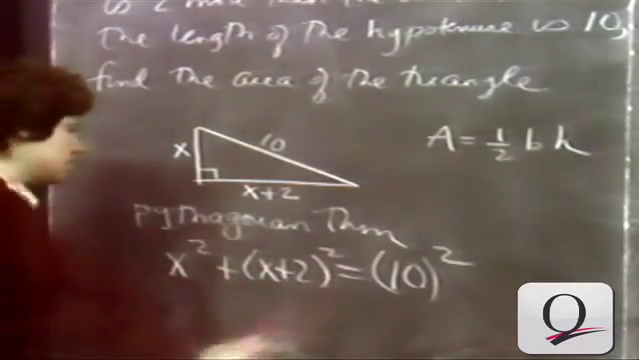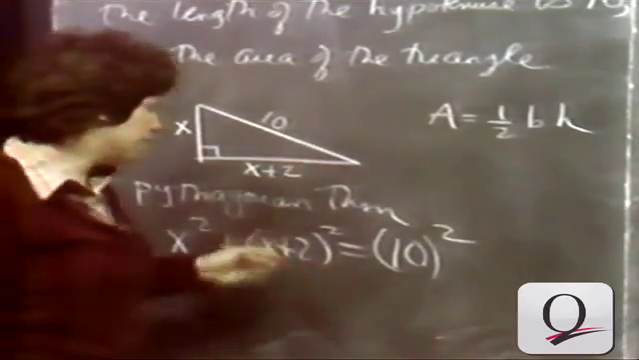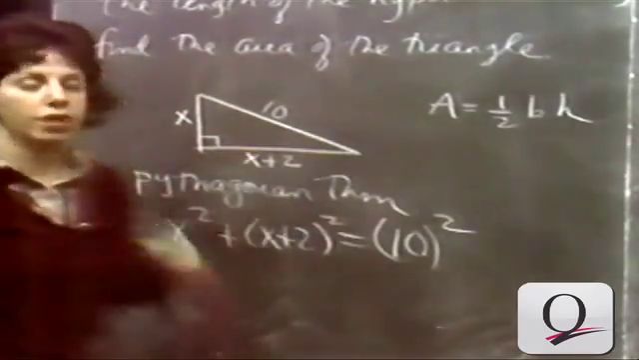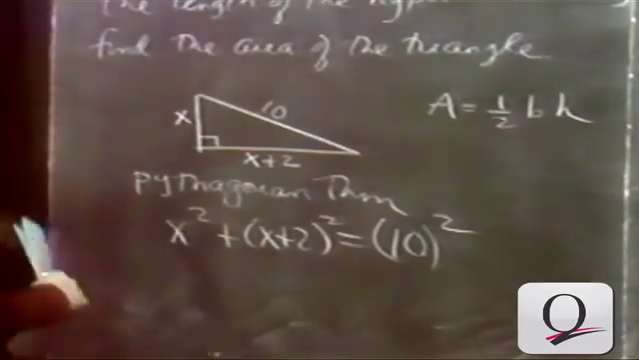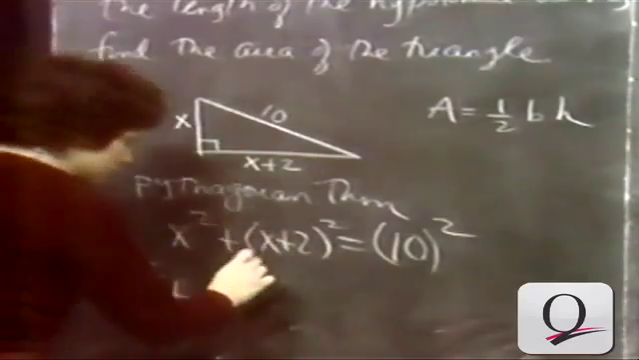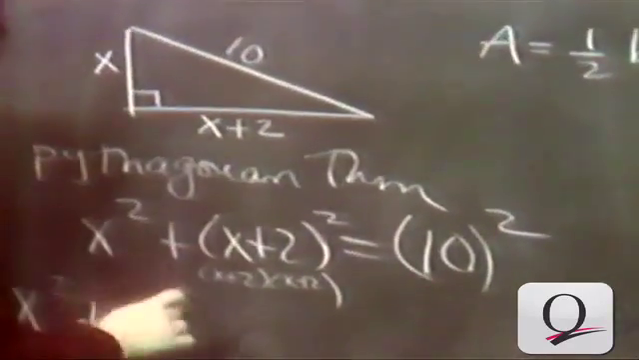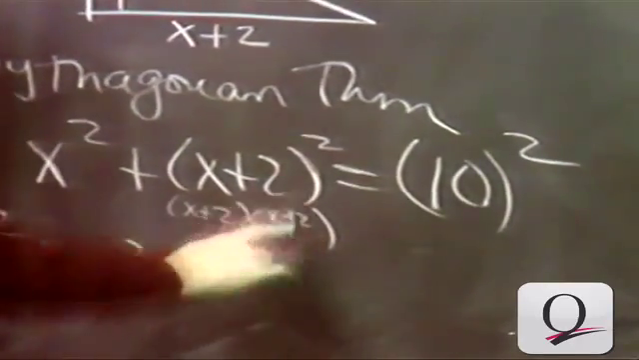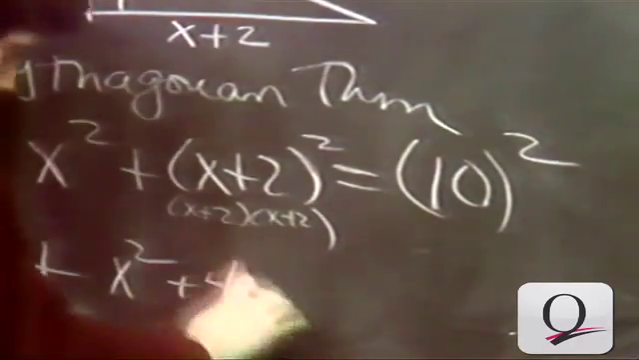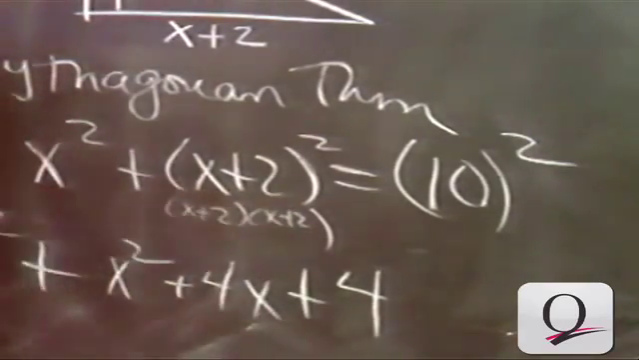We're going to solve this equation. It's going to give us a quadratic equation, which we've already studied. We'll find X, and after we find X, we'll be able to get the area of the triangle. X squared plus, now X plus 2 squared is really X plus 2 times X plus 2. So using FOIL, we get X squared plus 2X plus 2X, that's plus 4X plus 4, first, outer, inner, last, equals 10 squared, which is 100.